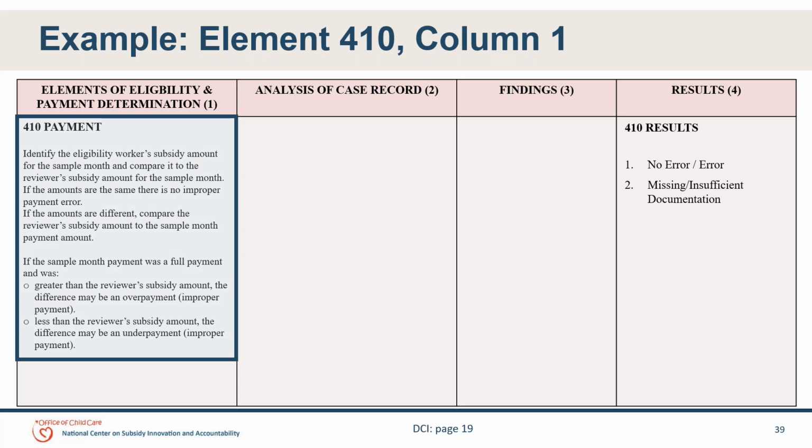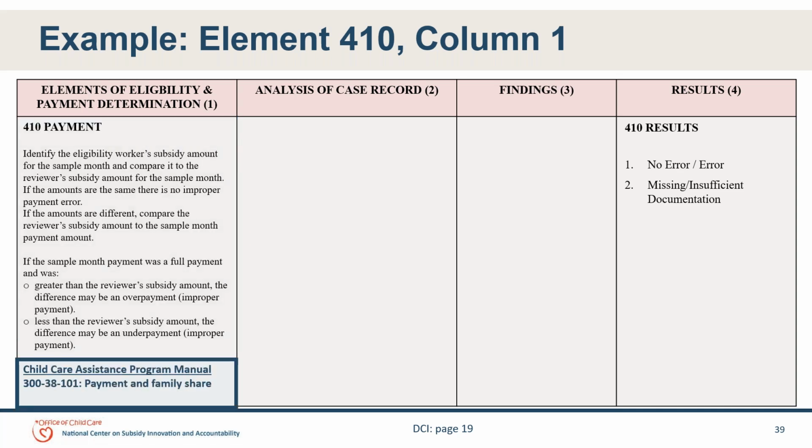I did want to spend a couple minutes on customizing element 410. Looking at the boilerplate, this is where the reviewer determines whether the eligibility worker subsidy amount is correct, and if it's not correct, whether there was an improper payment made to the provider. Be sure to customize column 1 by adding any policies or other instructions for reviewers.